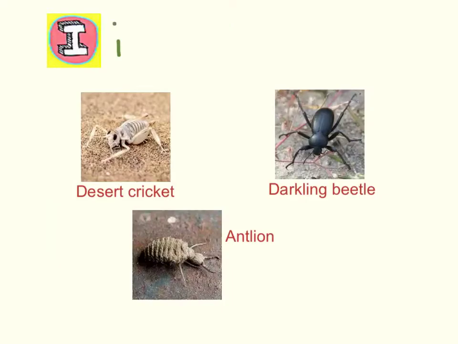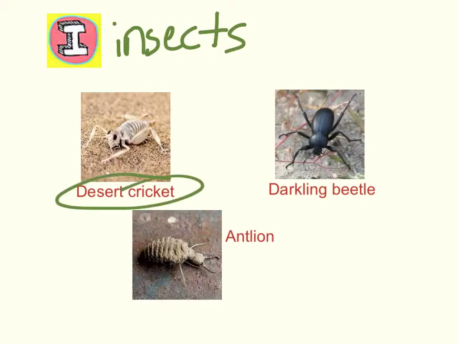I is for insects. Insects are one of the most common forms of life in the desert. Here are 3 examples of common insects found in the desert. The desert cricket gets its moisture by drinking water that is condensed on the leaves of plants. The darkling beetle is interesting because it can raise its legs and then spray a foul-smelling odor at its predators. It's just one of many types of beetles found in the world's deserts.